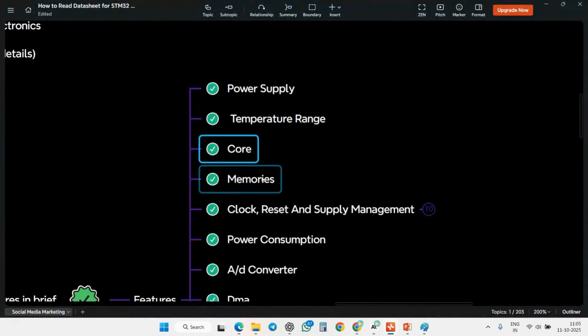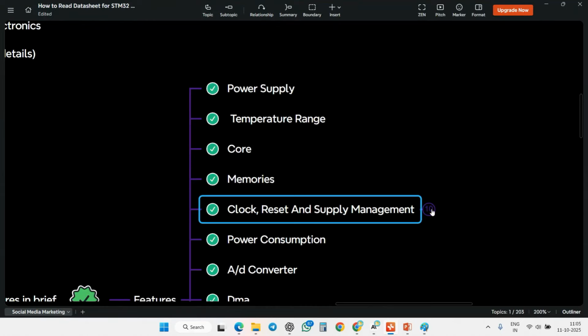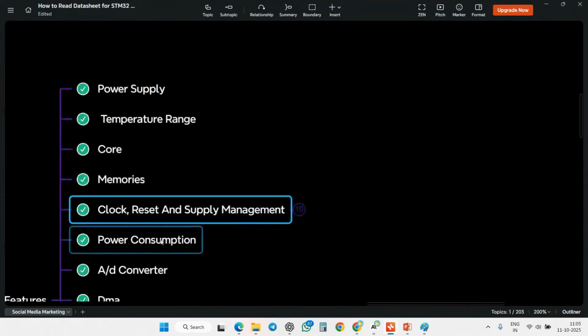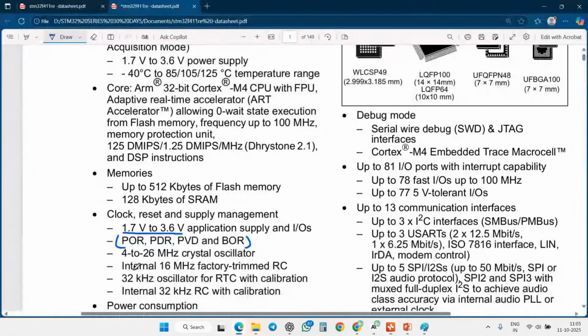So what are those names? We have completed up to the memory. Now we are going to study those, the clock. And before that, we are going to study this concept. So POR is called power on reset.